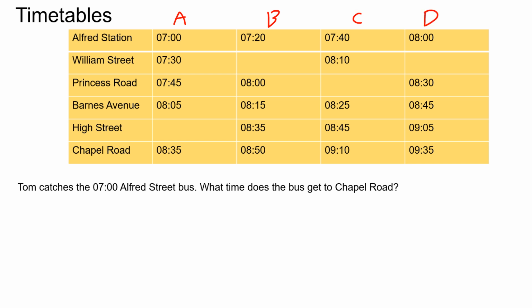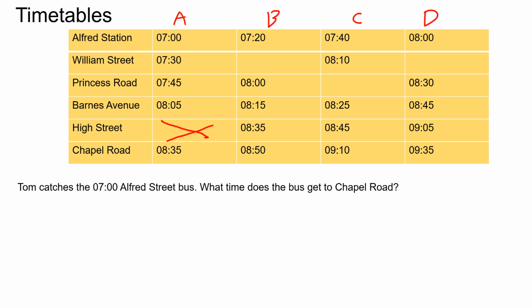bus D. What I mean by that is bus A leaves Alfred Station at 7 a.m. or 7 o'clock here. This is 24-hour time. It arrives at William Street at 7:30 and then goes to Princess Road by 7:45 and then reaches Barnes Avenue at 8:05, and it doesn't actually stop at High Street. So after leaving Barnes Avenue, it goes straight past High Street and then goes to Chapel Road by 8:35.